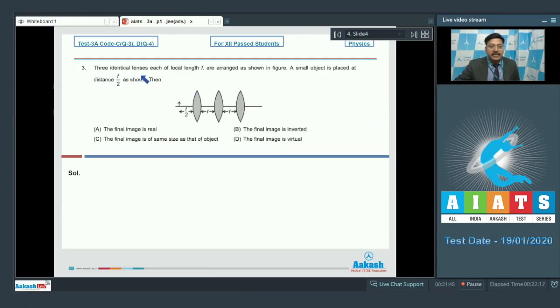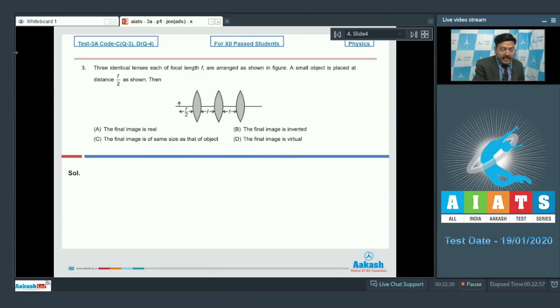Question 3 says 3 identical lenses each of focal length f are arranged as shown in the figure. A small object is placed at distance f by 2 as shown. Then, and this is the figure given, 3 lenses have been arranged and the object is at distance f by 2 from the first lens, and option A says the final image is real. Option B says the final image is inverted. Option C says the final image is of same size as that of the object, and option D says the final image is virtual.